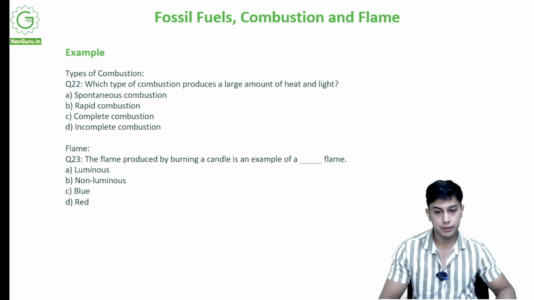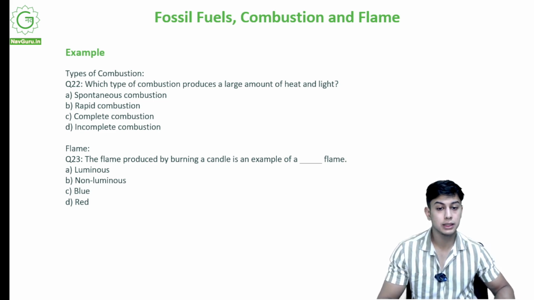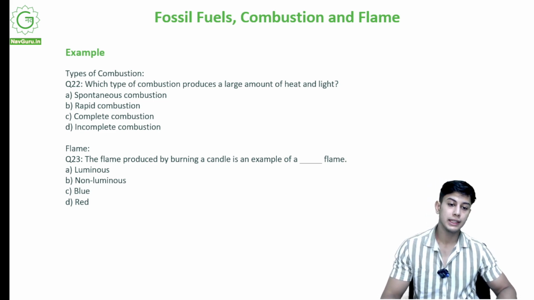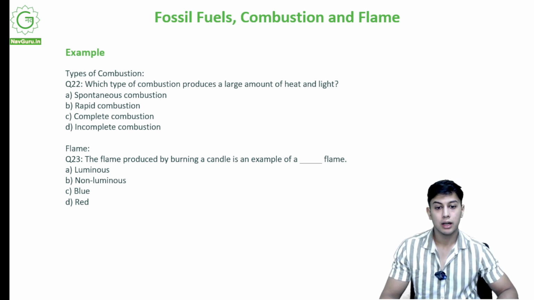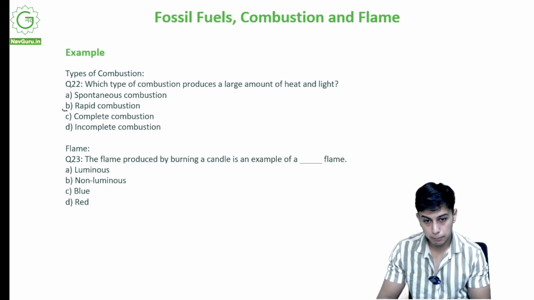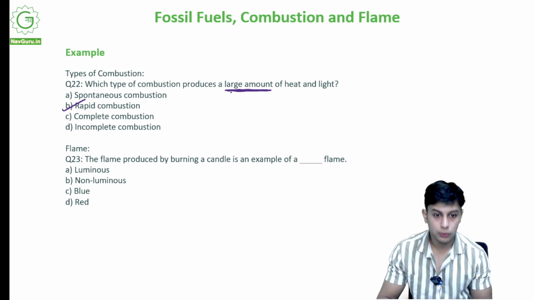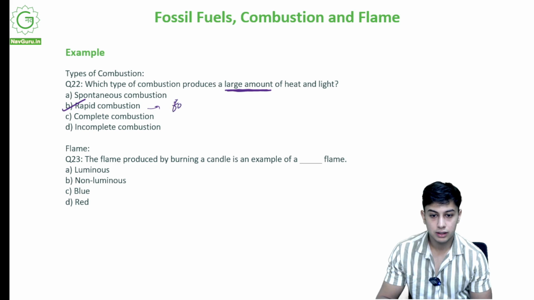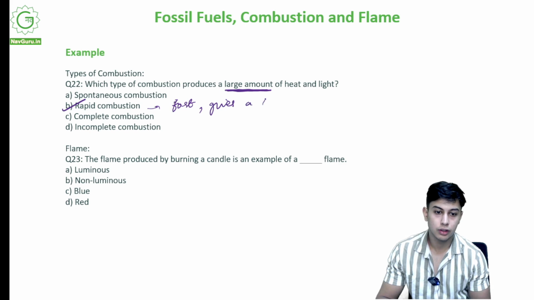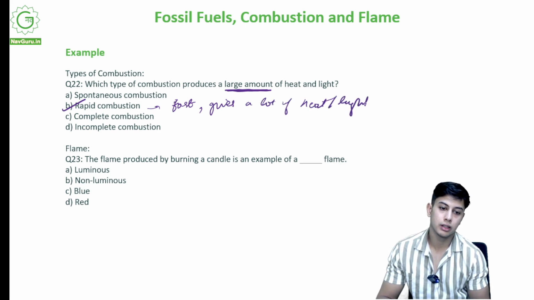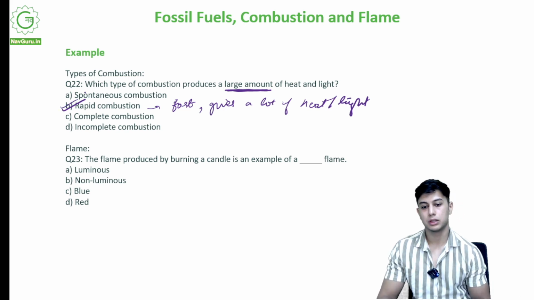Another question on types of combustion. Which type of combustion produces a large amount of heat and light? So the correct answer is B. The keywords are large amount. Rapid combustion is very fast and gives a lot of heat and light. So rapid combustion.